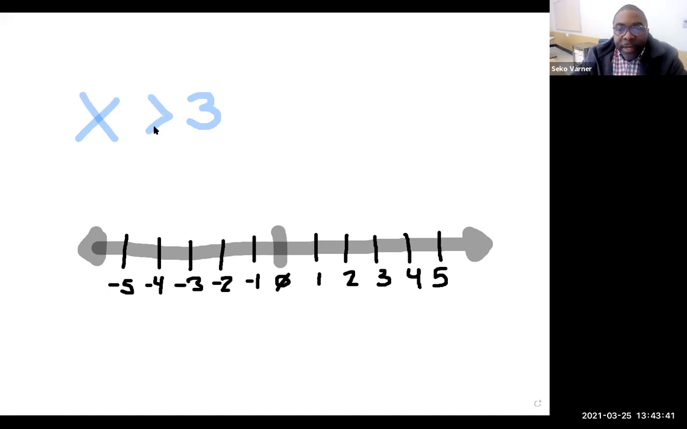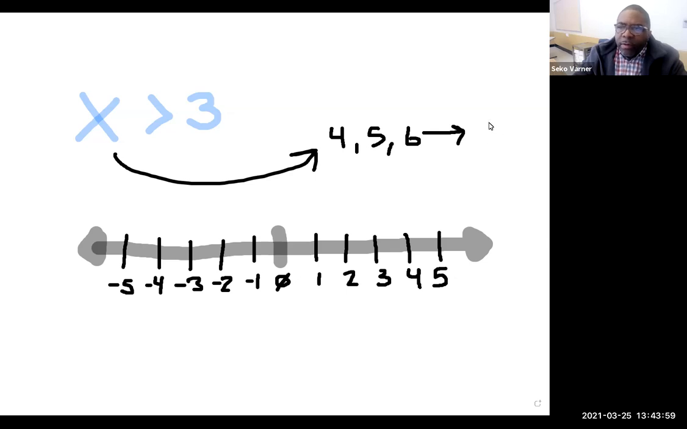X is greater than 3. So X can be a whole bunch of numbers, and we call that the solution set. So X could be 4, 5, 6, all the way to 15 million, and it keeps going after that. So X is everything above 3. X cannot be 3, but it's everything above 3. So could X be 3 in this case? No, but it's everything above 3. Okay. So 4, 5, 6, 7, all the way to infinity.